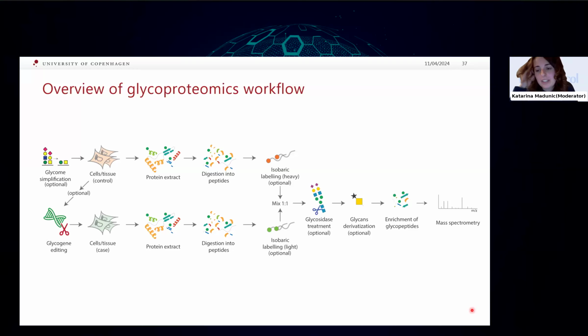Okay, we have another question that you partly covered already: can one amino acid within a protein be glycosylated with different sugars, resulting in different downstream signaling?